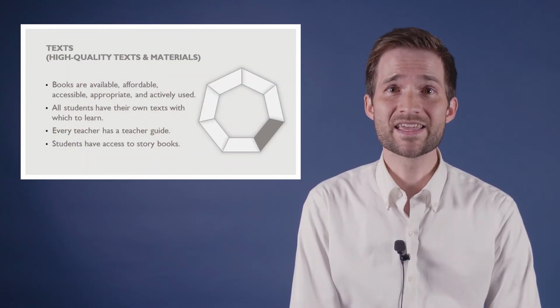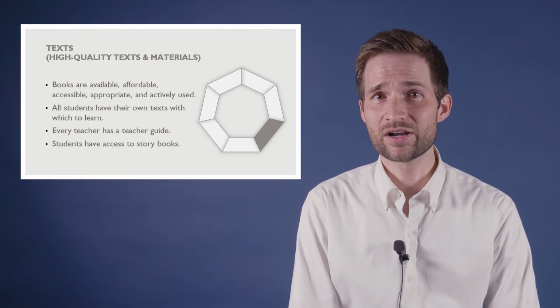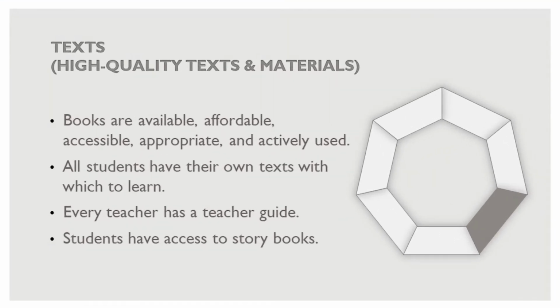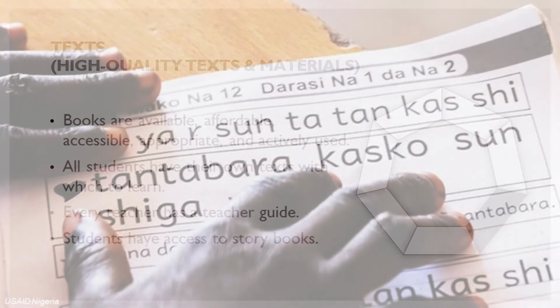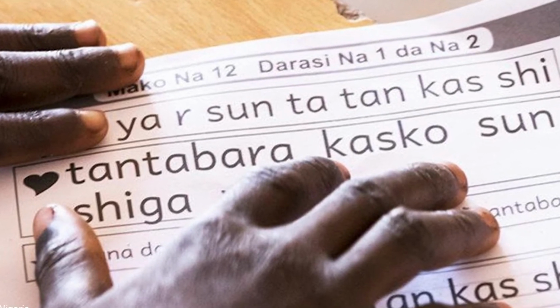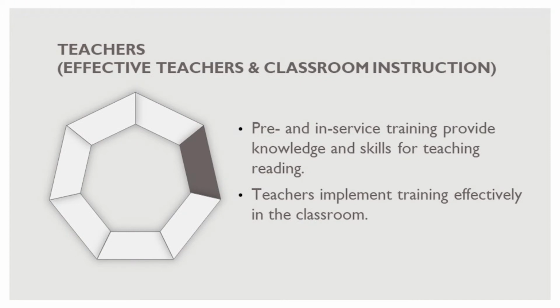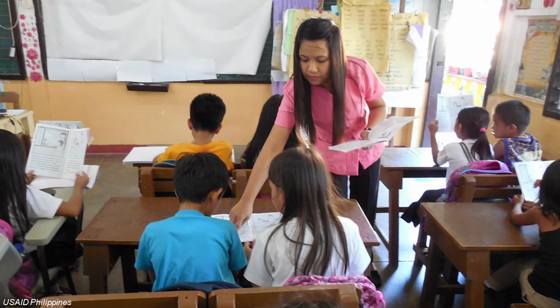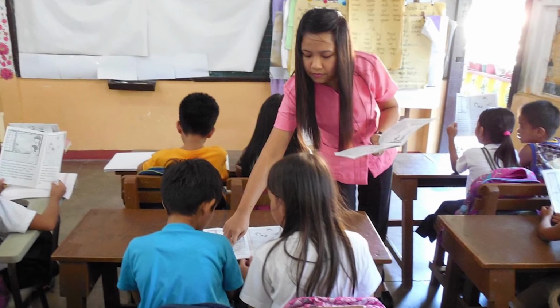Our next component is texts. The idea here is that systems have a strong book supply chain that makes books more available, affordable, accessible, appropriate, and actively used. For effective teachers in classroom instruction, the system must have clear linkages between pre- and in-service training, and teachers are implementing what they learn in their classrooms.